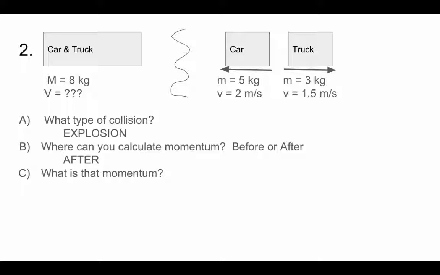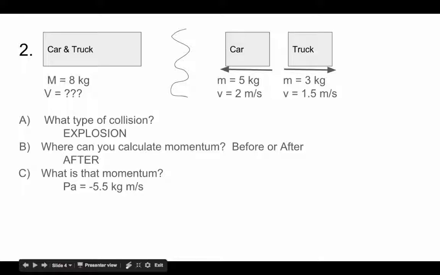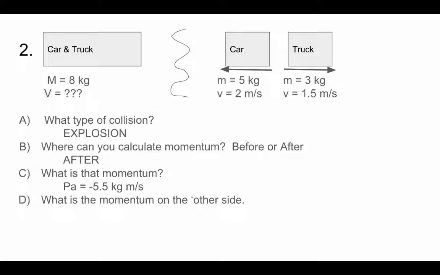What is that momentum? All right, now we got to be careful because direction does matter. The car's momentum is going to be a negative 10.5, 5 times a negative direction 2 is negative 10. The truck would be a positive 4.5. And negative 10 plus 4.5 is negative 5.5 kilogram meter per second. So the momentum after is a negative 5.5 kilogram meter per second. Therefore, what is the momentum on the other side? That would be a negative 5.5 kilogram meter per second before.